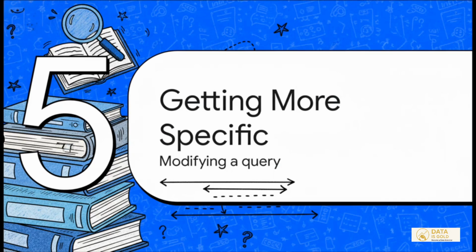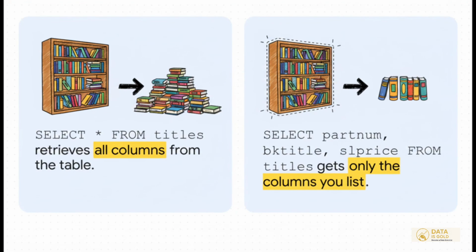So, getting all the data is great, but let's be real. Most of the time, you only need certain pieces of information. That's where we learn how to refine our questions. Take a look at this comparison. On the left, you've got our broad question with the star, but check out the one on the right.